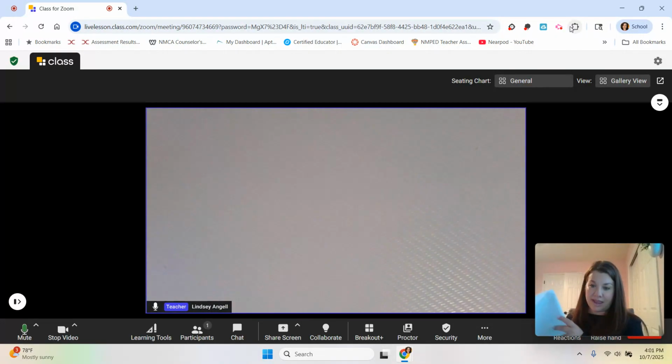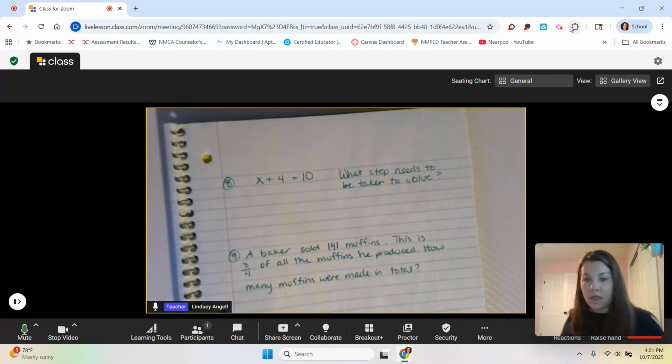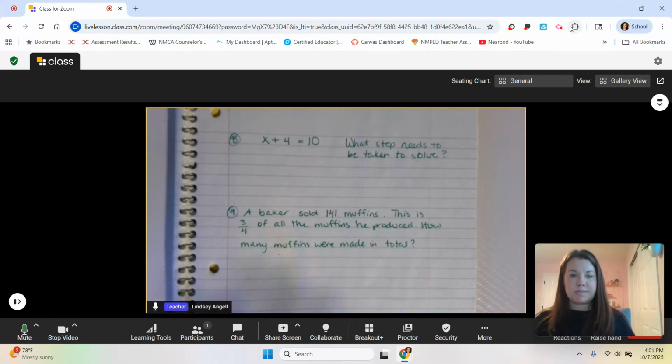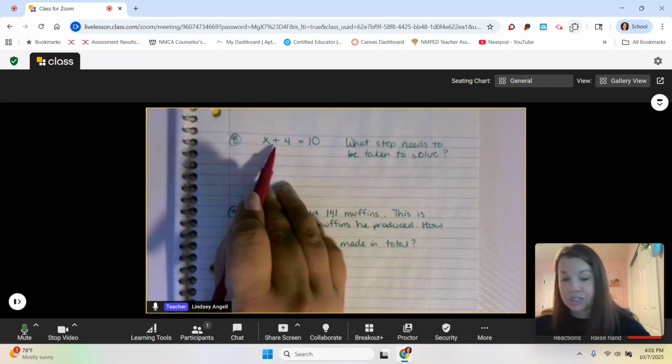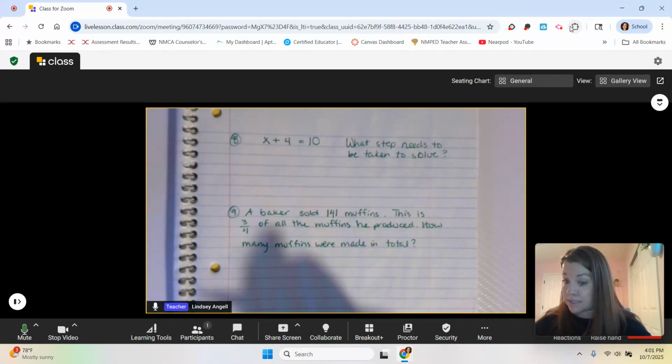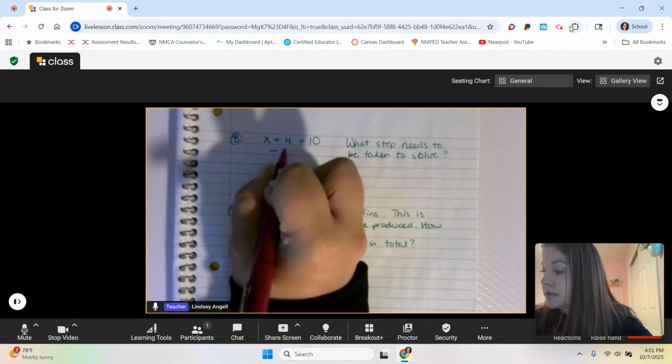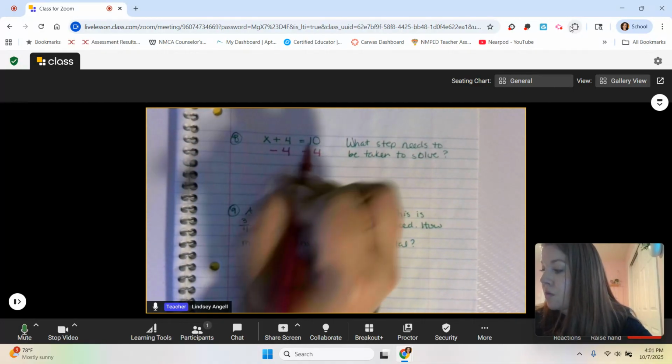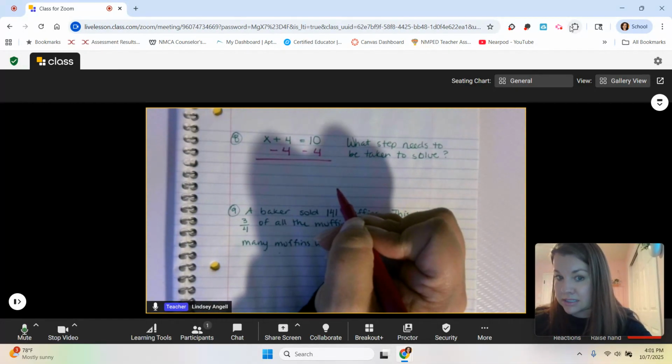All right, number 8. We got three more to do. So this one is just a one-step equation. This should feel easy at this point. x plus 4 equals 10. What step needs to be taken to solve? Okay, so remember we have to do the inverse operation. Right now we have addition in the problem, so we need to do the opposite, which would be subtraction. So we would subtract 4 from both sides.